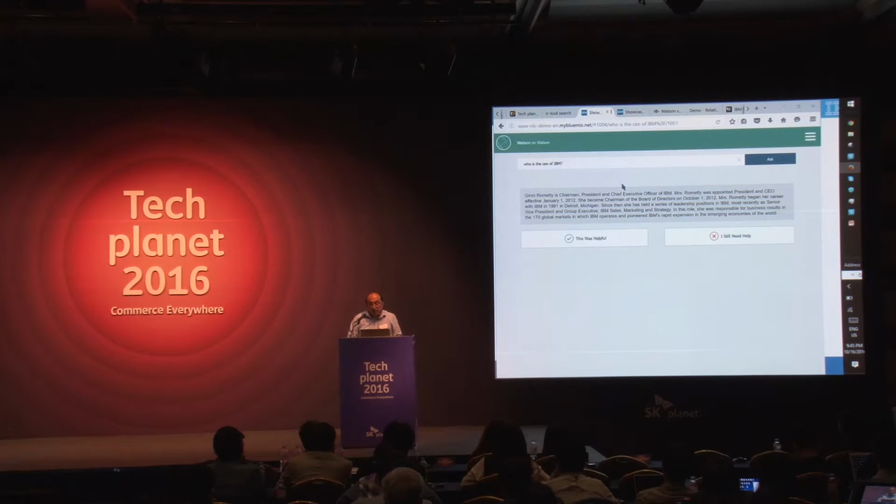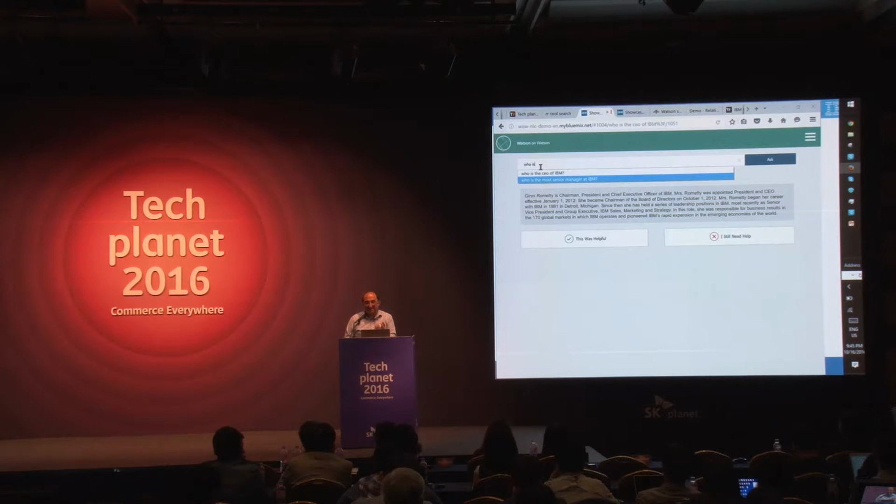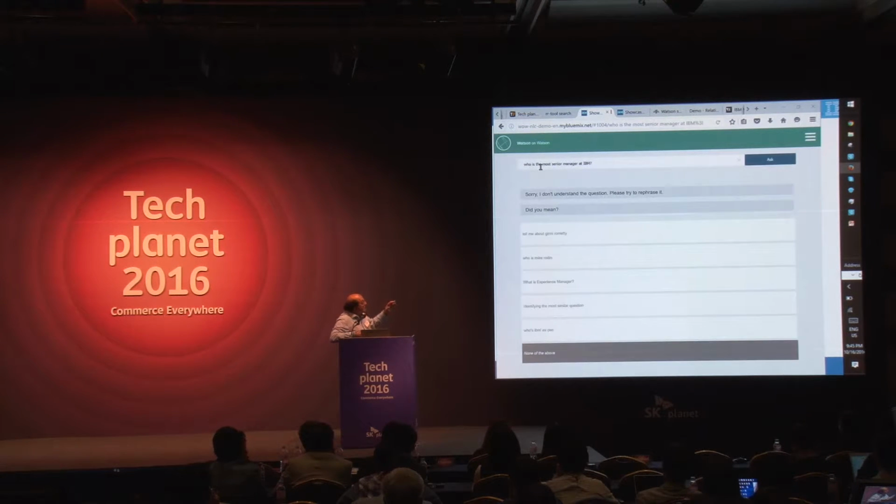Now, I mentioned earlier that we use confidence, so I can say who is the most senior manager at IBM. I on purpose made up this question. It's not a natural question, you know. And now, if you ask this question, the system is not sure about the answer and gives you alternatives. And based on the alternatives, if you click on one that's the same, it will learn for the future that this question maps to that question. So this is how it can improve by usage.